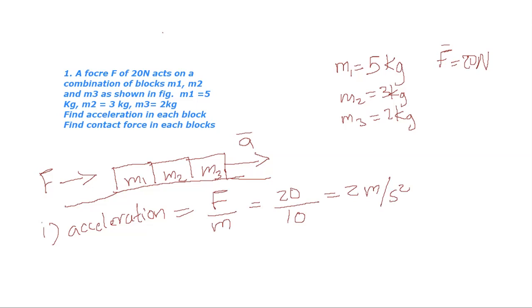So we know that the acceleration of each block is 2 meter per second square. Now we need to find the contact force in each block. So how can we find the contact force in each block? For that we need to use a technique that is known as the free body diagram. So what is a free body diagram?